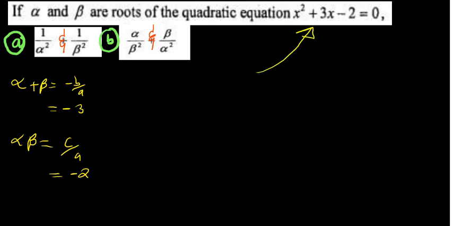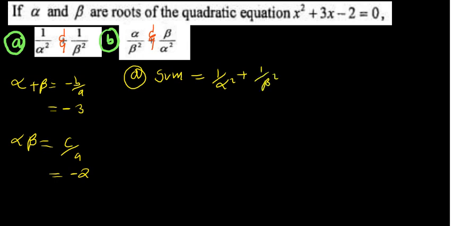Now I want to find an equation whose roots are these two. So the first thing that we need to find for question A is the sum of the two roots that we have. What are the roots that we have? The first one is 1 over alpha squared. Add it to the next root, which is 1 over beta squared, and this will give us (alpha squared plus beta squared) over (alpha beta) squared.